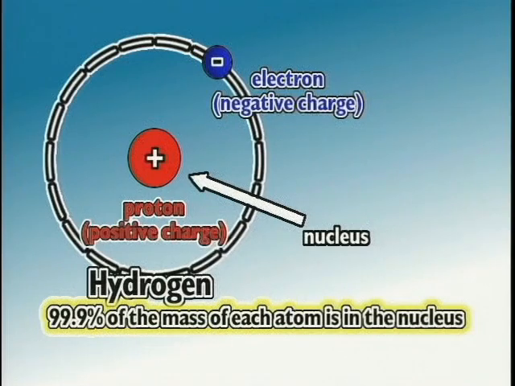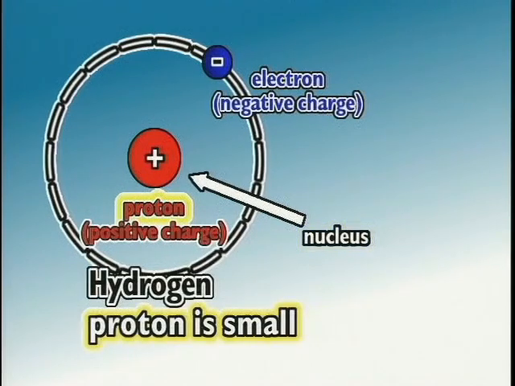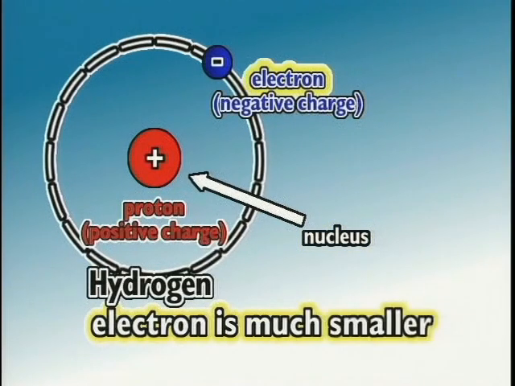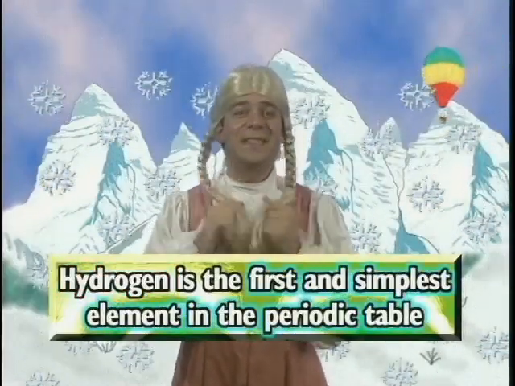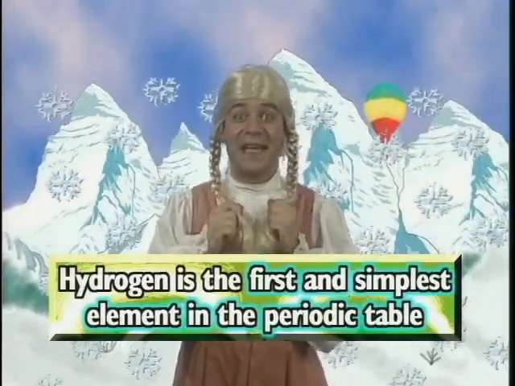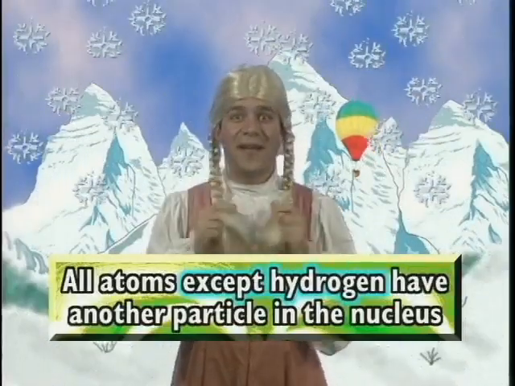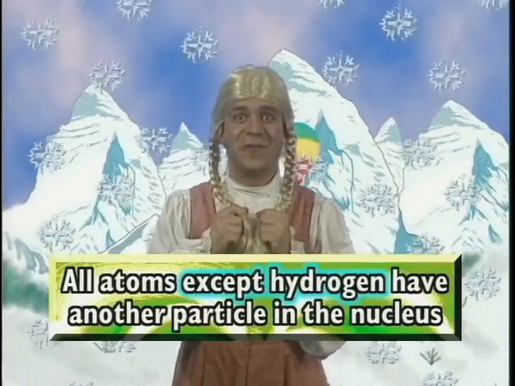99.9% of the mass of each atom is contained in the nucleus of the atom, where the protons are. Because as small as protons are, an electron's mass is much, much smaller. Hydrogen is the first and simplest element in the periodic table. The second element, helium, and all other atoms except hydrogen have another type of particle in the nucleus.